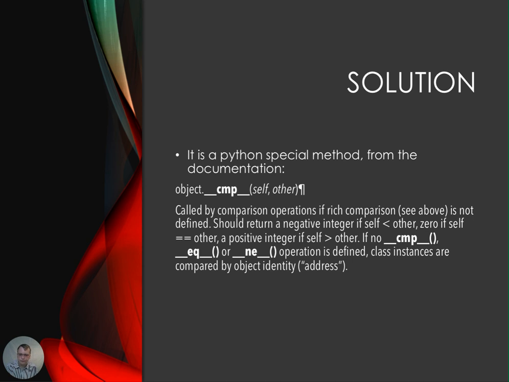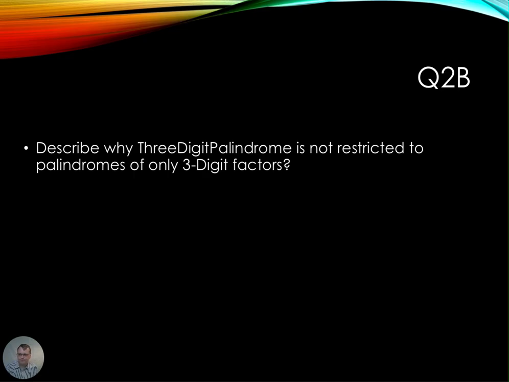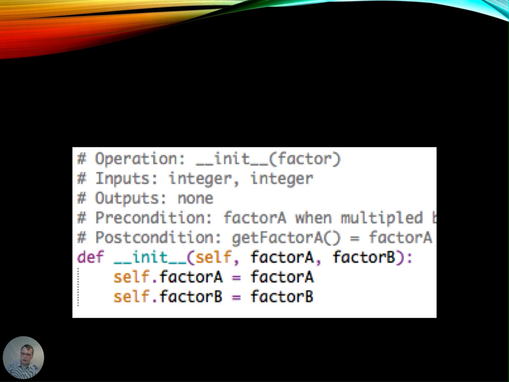The next question: describe why a 3-digit palindrome is not restricted to palindromes of only 3-digit factors. Okay, so here I want you to look at the code and explain that this is not just used for integers. Now here's the code, and the comments here are potentially a bit misleading.